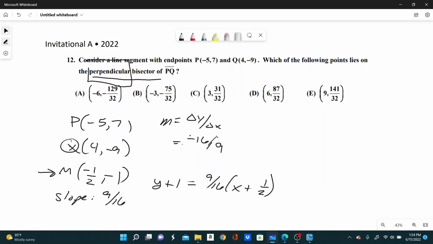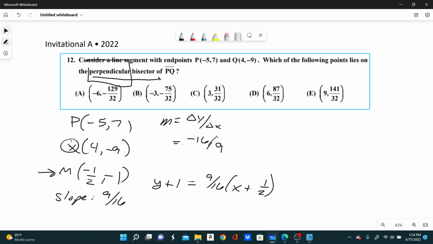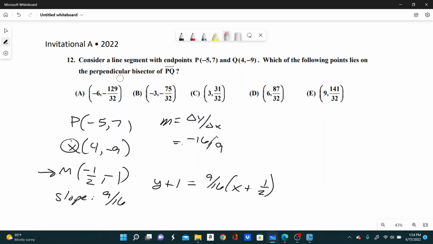So let's go back and see what they're asking for. It says, which of the following points lies on the perpendicular bisector of PQ? So it looks like we're going to have to test each of these points, which is a little bit annoying. But I'm going to show you a little bit faster way that you can plug in some of these points. So I'm actually going to move this 1 over to the right-hand side.